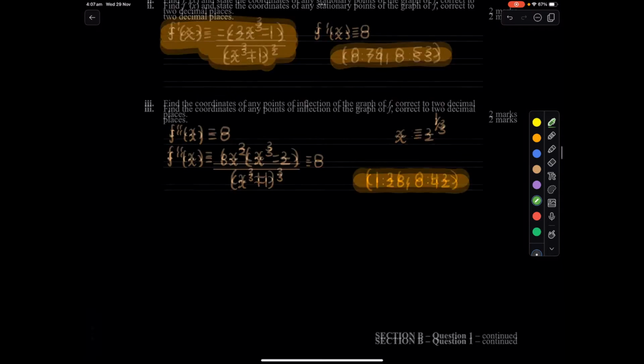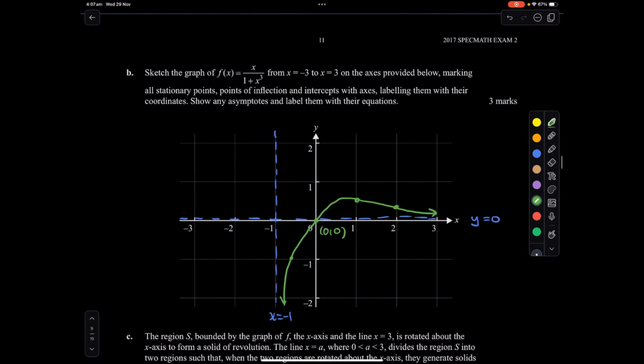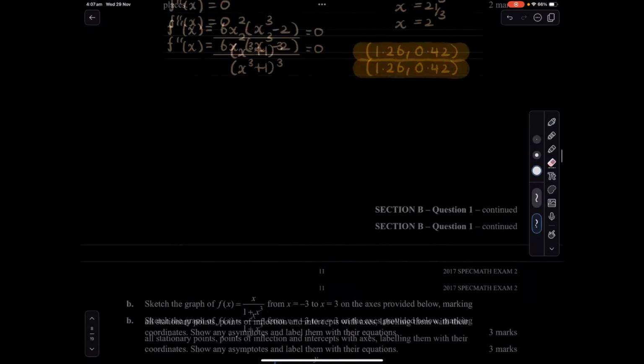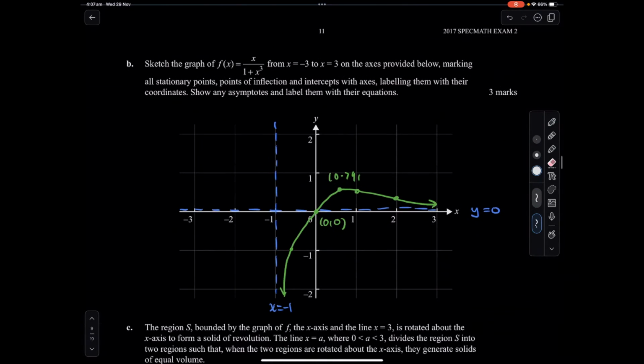We also need to label our stationary point. So we have a stationary point at 0.79. This is our stationary point here. So 0.79, 0.53.